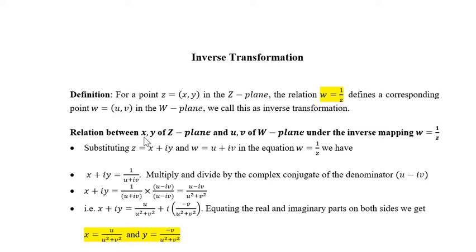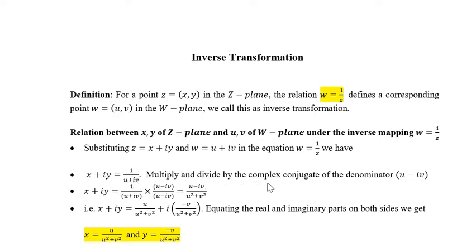Let us obtain the relation between xy of z plane and uv of w plane under the inverse mapping w equal to 1 upon z. For this, we substitute z equal to x plus iy and w equal to u plus iv in the equation w equal to 1 upon z, so that we have x plus iy equal to 1 upon u plus iv.